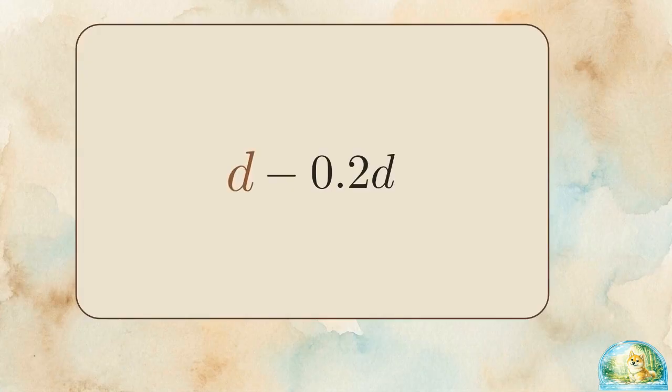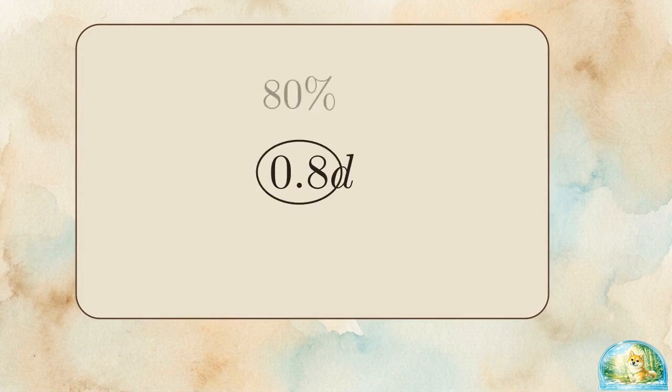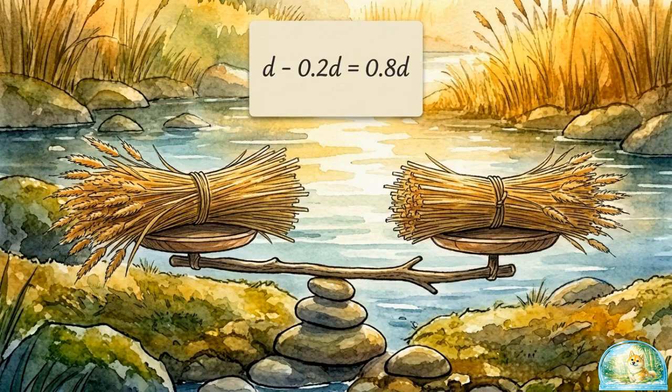A full bundle, D, minus the discounted portion, 0.2D. Taking that decimal away from the whole unit, 1D minus 0.2D, leaves 0.8D. That remaining decimal is the leftover percentage, 80%. This subtraction shows the exact portion of the original price you still have to pay, 80%.